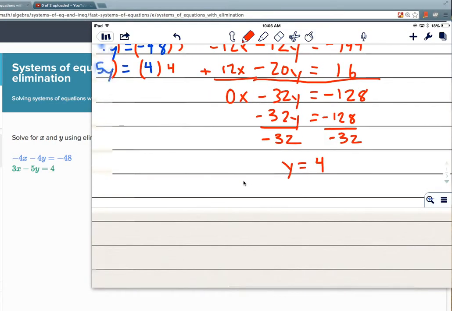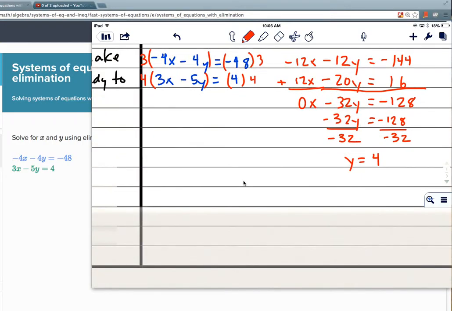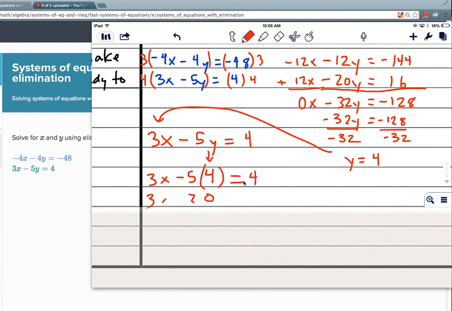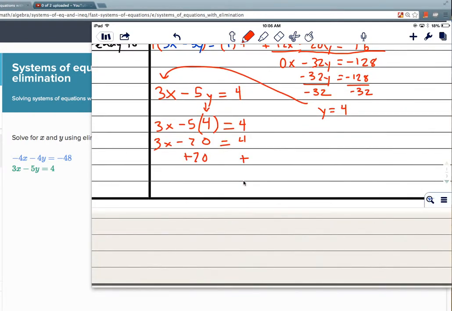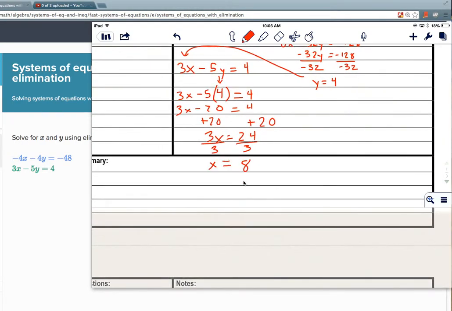Once I have the y value, if you remember from your systems of equations with simple elimination, you have to plug that back in now to one of the original equations. So I'm going to use the second equation. It doesn't matter which. So y becomes positive 4. I multiply, add 20 to try to get x by itself. So 3x equals 24. Divide by 3 so that x is equal to 8. And so now I have my solution, 8 comma 4.